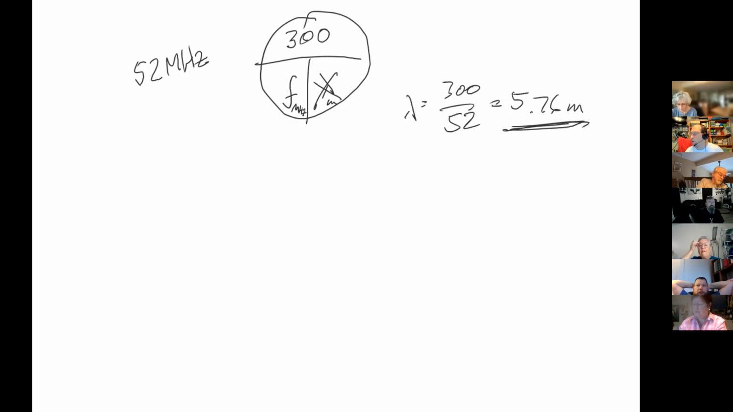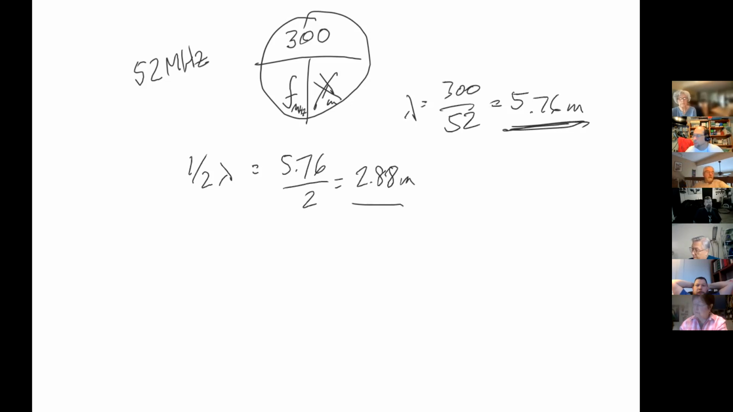But that is a full wavelength, and we are making a half wave antenna. So what would a half wave be? Half of that, which is 5.76 divided by 2, which would be 2.88 meters. Okay, so far so good. Now we're going to take this and multiply this by 39.36 inches, because there's 39.36 inches per meter. That's how long a meter is.